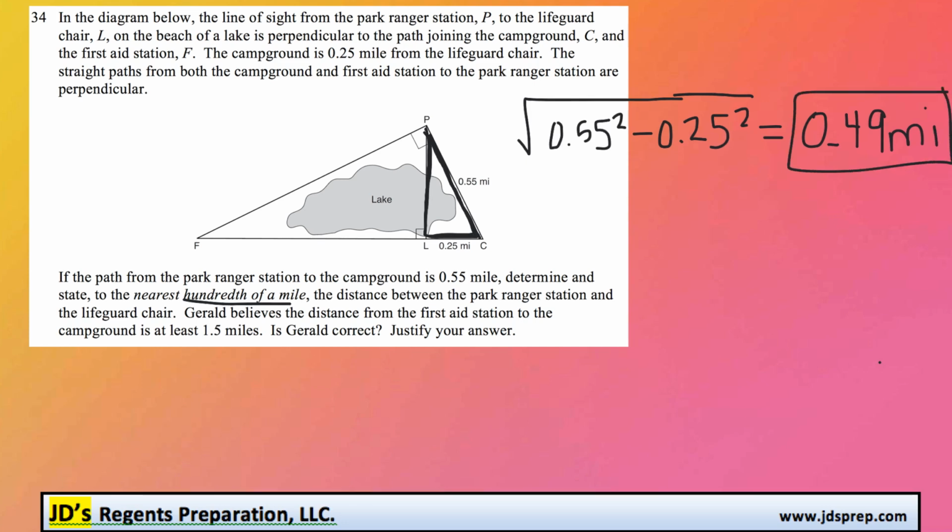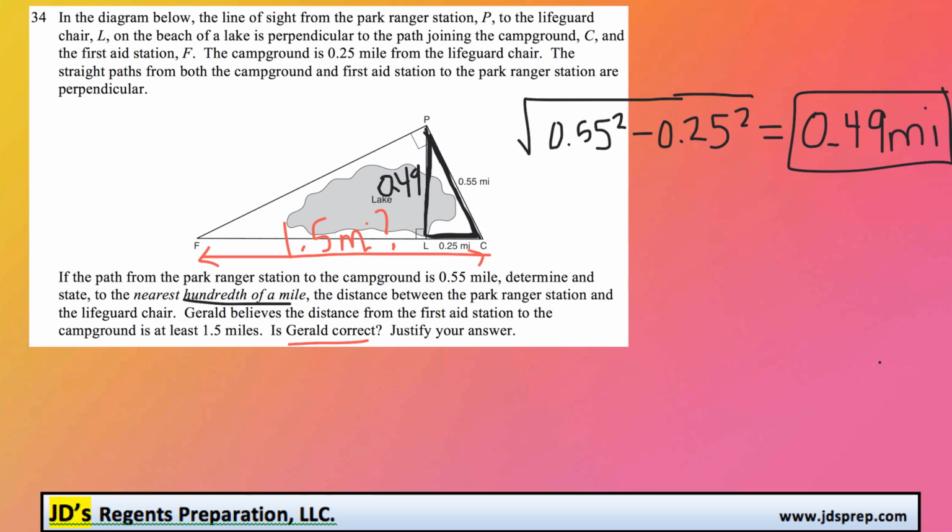For part two of this problem, we have to figure out if Gerald is correct when he thinks that the distance from the first aid station to the campground, so from here to here, is at least 1.5 miles. So to figure out if this is correct or not, we're going to be utilizing the altitude on hypotenuse theorem. Now we do know the altitude has a height of 0.49 miles.